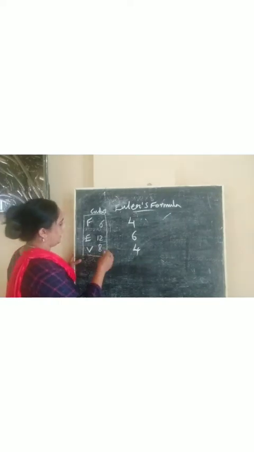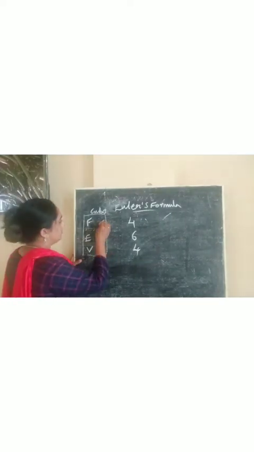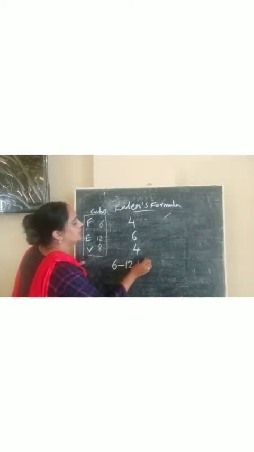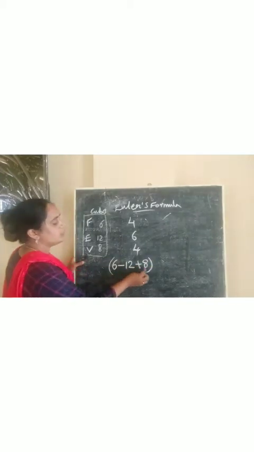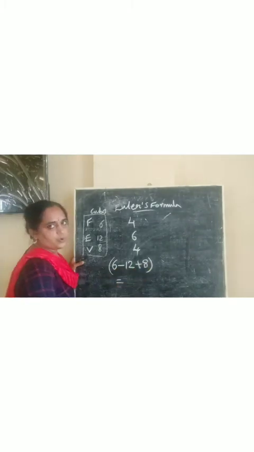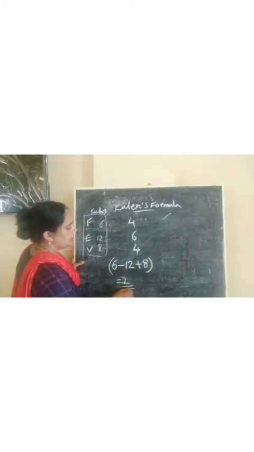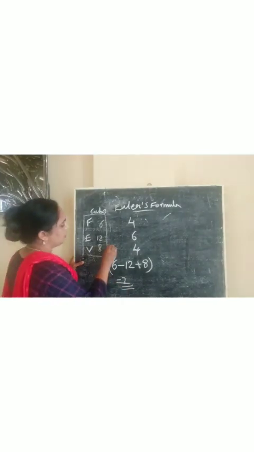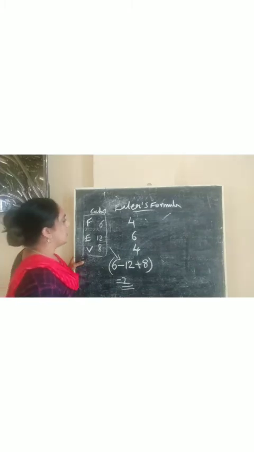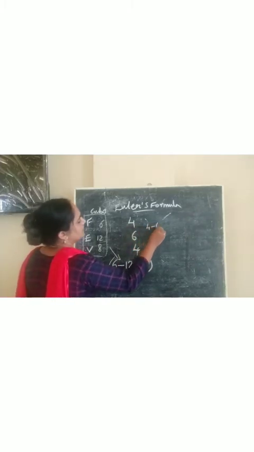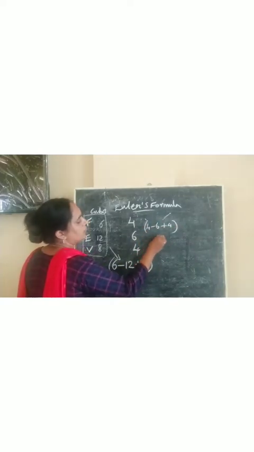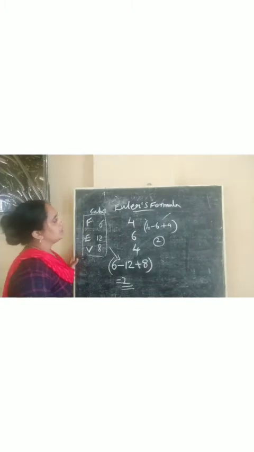Now we subtract the edges from the faces, that is 6 minus 12, then we add the vertices. How many vertices are there for a cube? That is 8. So 6 plus 8 is 14, minus 12, that is 2. For the cube we get 2 as the answer. Then for this triangular prism, 4 minus 6 plus 4, that is 4 plus 4, 8 minus 6. Here also we got 2. That is Euler's formula.